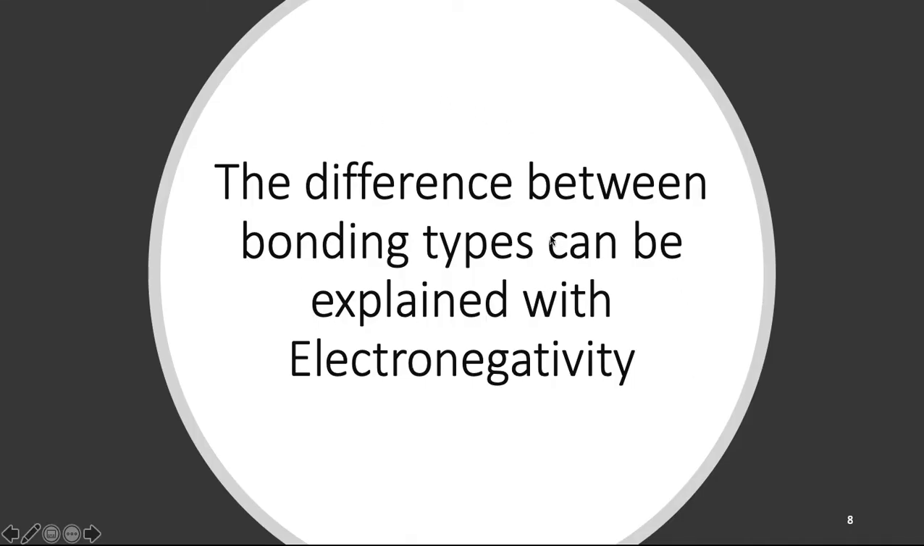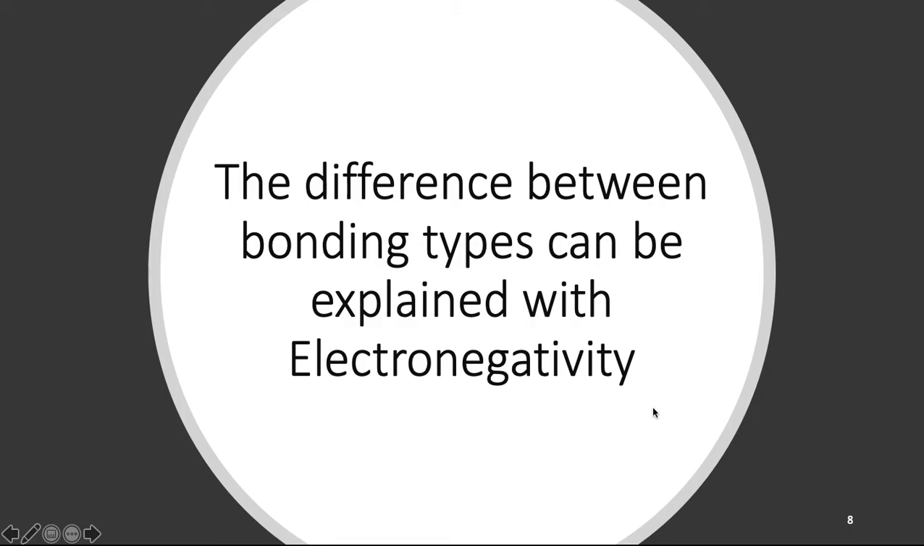The difference between the different types of covalent bonding can be explained by the idea of electronegativity. So what is electronegativity? The electronegativity is the ability of an atom to attract electrons to itself. The better it can do that, the more electronegative it is.